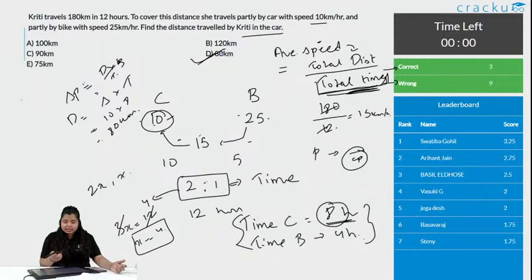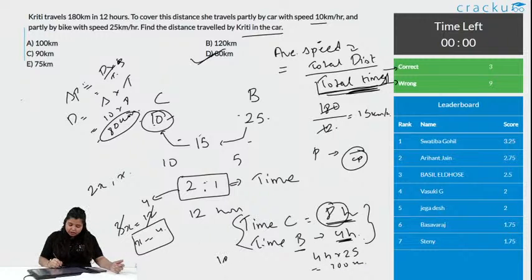And to recheck this, what you can do is, see, you got 80 here, right? And for the bike, time is given 4 hours and the speed is 25. So, it is 100 kilometer. What is the total distance? It is saying it is 180, and if you add 100 plus 80, you get 180. So, the distance should remain constant, as she is travelling only 180 kilometers.